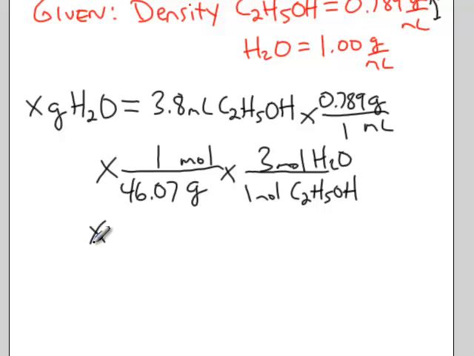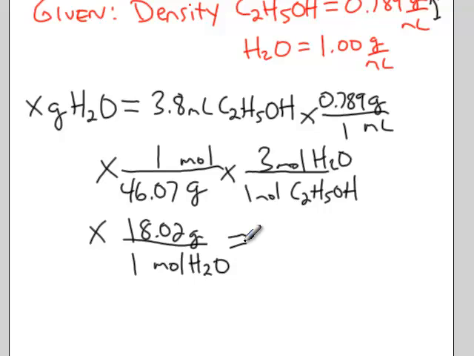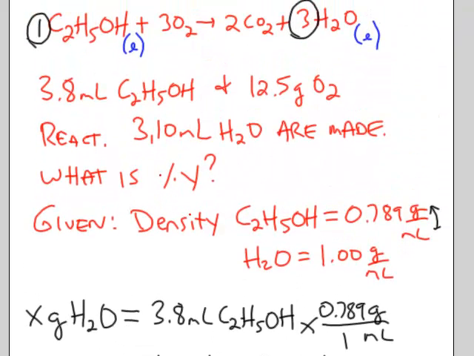And then use our molar mass of water. 1 mole of water, 18.02 grams. And this will multiply out to 3.52 grams of water if all 3.8 milliliters of ethanol react. We have a second reactant.